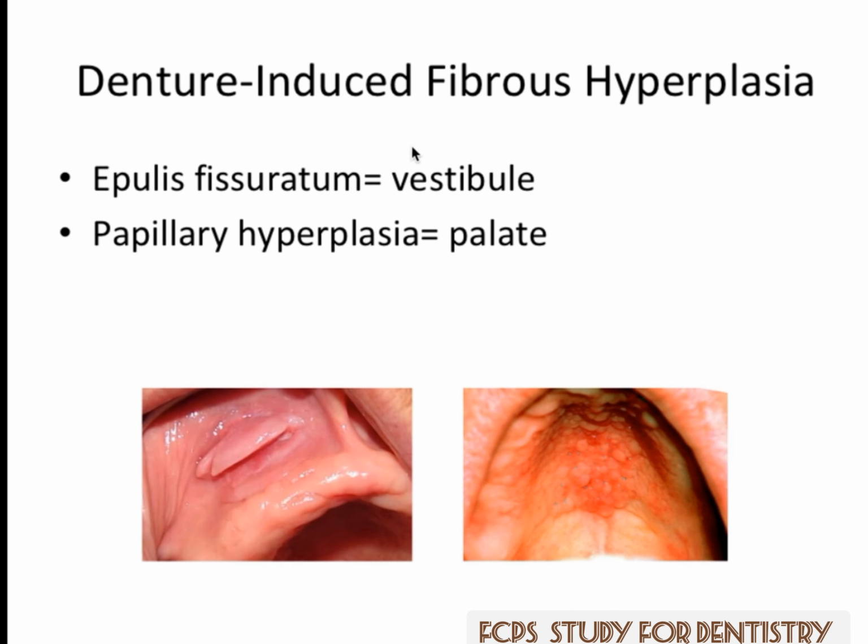Denture-induced fibrous hyperplasia refers to two main denture lesions that are caused by a poorly fitting denture. The first is epulis fissuratum, which occurs at the base of the vestibule. So if you have an overextended flange of a denture that's constantly bothering and irritating this part of the mucosa, the body can form sort of a callousy, fibrous mass there.